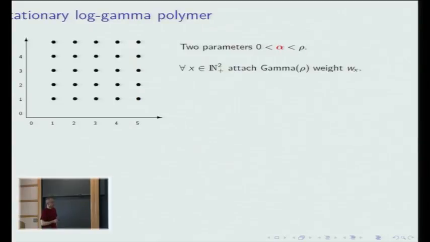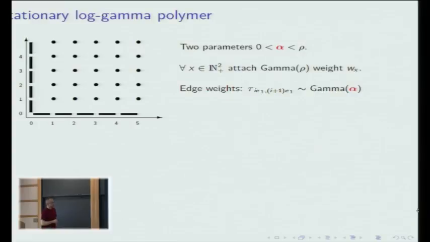So here's the bulk. I'll put there again gamma rho weights. And then I'll put weights on the axes. So on the x-axis, I'll put some edge weights, and these edge weights are gamma alphas. I'll do the same on the y-axis. I'll put edge weights there, and these ones are gamma rho minus alpha.